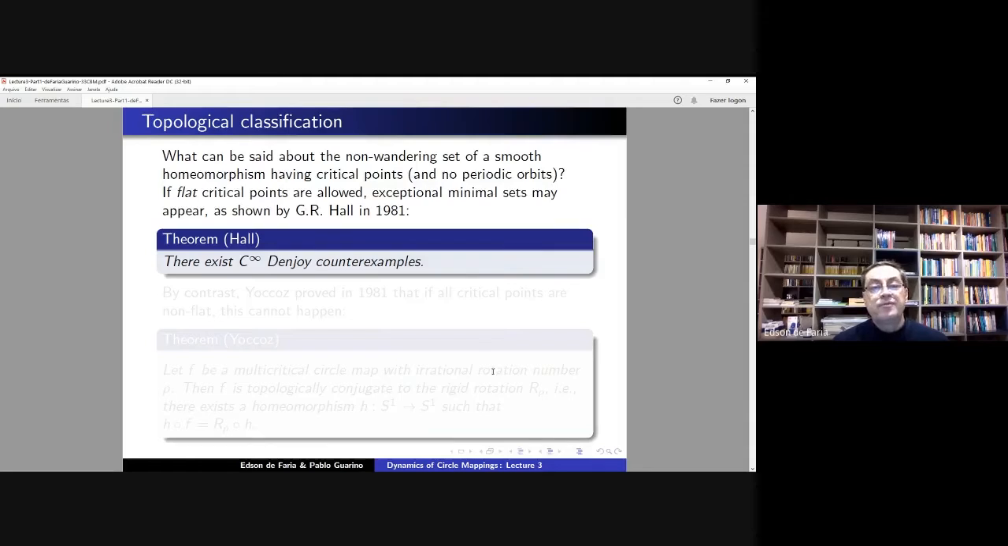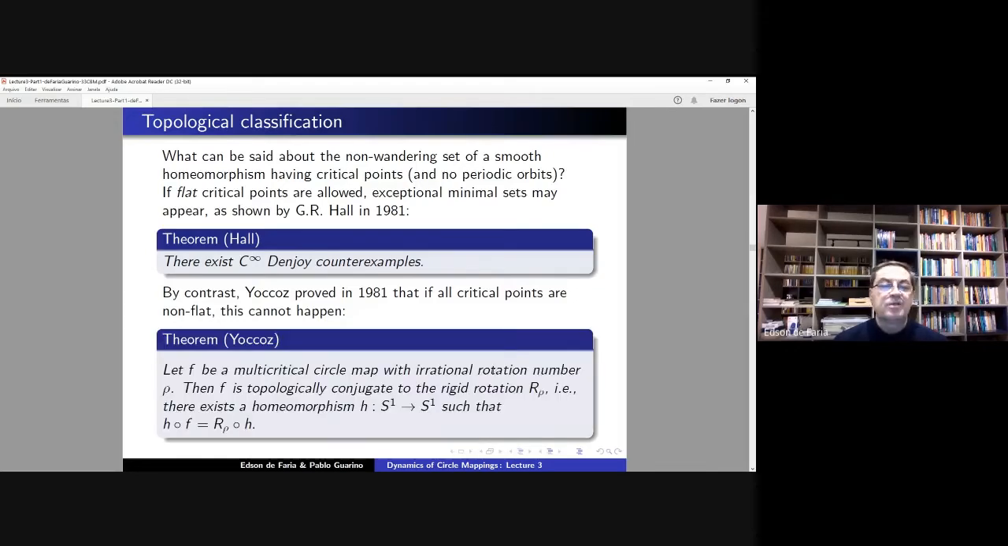There exist maps of this type which are Denjoy counterexamples. In other words, the omega limit set of these maps is a Cantor set. Okay. However, in the same year, Yoccoz proved that if you assume that you really have a bona fide multi-critical circle map, in other words, that all critical points are non-flat, then this phenomenon cannot happen and the map is actually minimal. So this is the theorem by Yoccoz, which I'm actually going to sketch the proof of in a while.